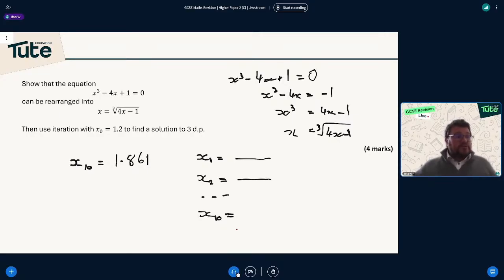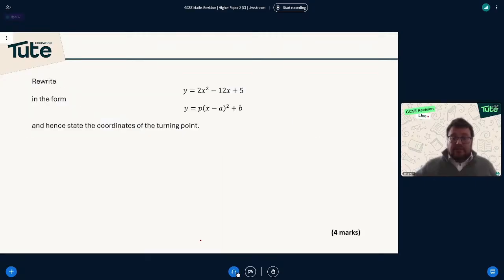Right, another one that's come in is rewriting something by using completing the square. So you remember that thing I told you earlier on, that x take away 3? That's going to come into play here. So what we want is to change this and to put it into this shape right here.